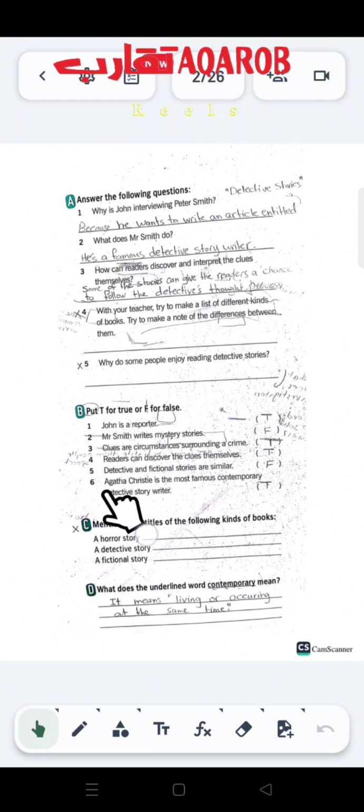And now B, put T for true or F for false. Number 1. John is a reporter. Is he a reporter? Yes, so true. T. Number 2. Mr. Smith writes mystery stories. No, he writes detective stories, so the answer is F. Number 3. Clues are circumstances surrounding a crime. True.